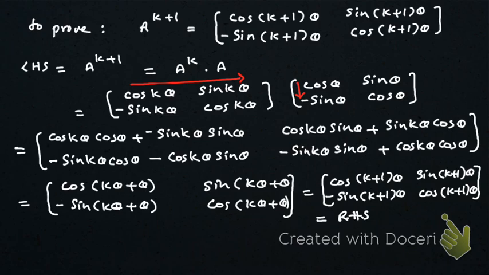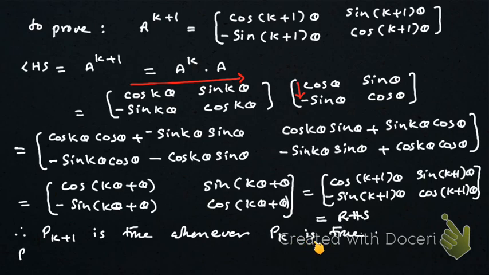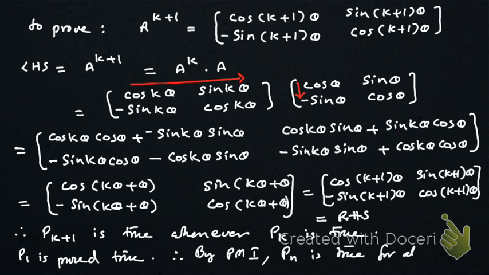So I got LHS equal to RHS, which means P(k+1) is true whenever P(k) is true. Because we made use of equation number 1 here, we know that we proved P(k+1) under the assumption that P(k) is true. But we already proved that P(1) is true. Therefore, by the principle of mathematical induction, the result is true for all n belongs to the set of natural numbers.